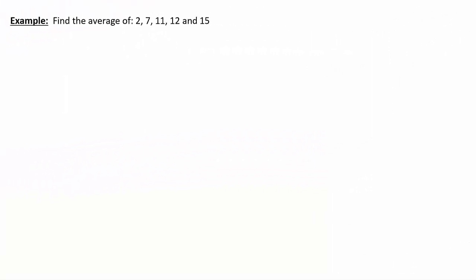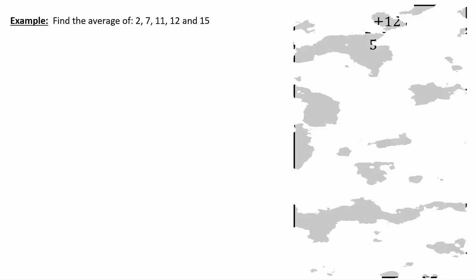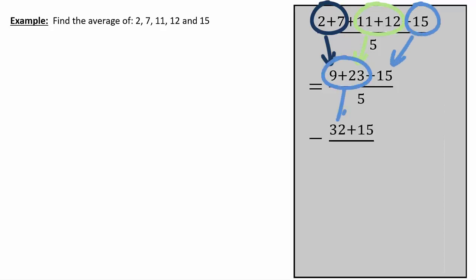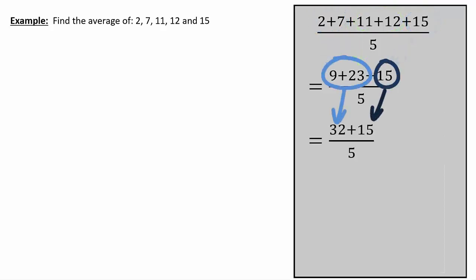Example, find the average of 2, 7, 11, 12, and 15. This time I have 5 numbers in my list. So we're going to add up the numbers and divide by 5. I'm going to show doing it by hand, but there's nothing wrong with doing this on a calculator. 2 and 7 is 9. 11 and 12 is 23. 9 and 23 is 32.